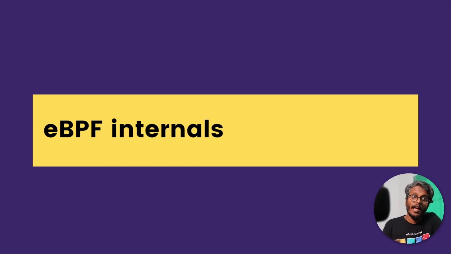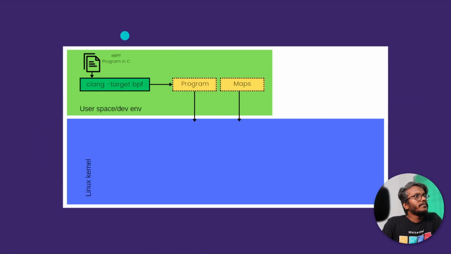eBPF internals. Everyone knows eBPF code is a program which runs inside the kernel. And in this video, I will explain how that happens. In a Linux system, we can distinguish the application running context into two: user space and kernel space.